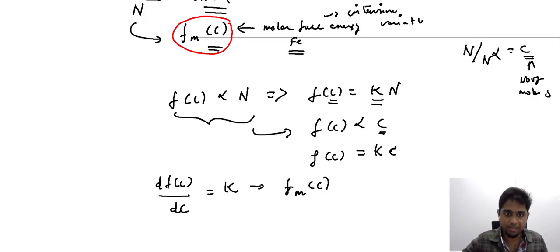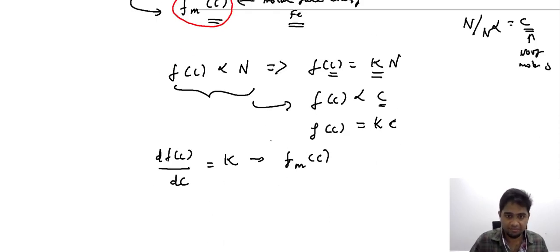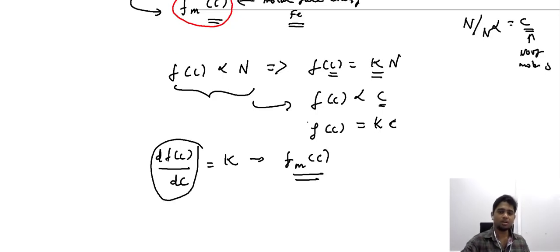You can directly take the ratio of the free energy to the number of moles of atoms present, or you can also take the derivative, and ultimately you will end up with a constant, that is the molar free energy. So ultimately, for a unary system, the way the independent variable influences the dependent variable is rather straightforward.